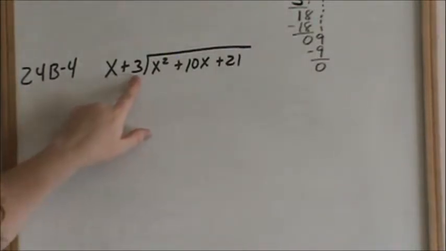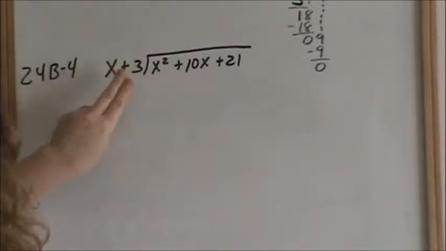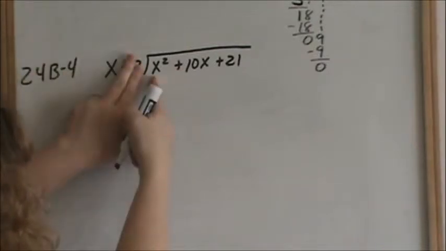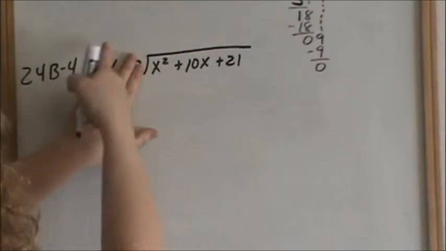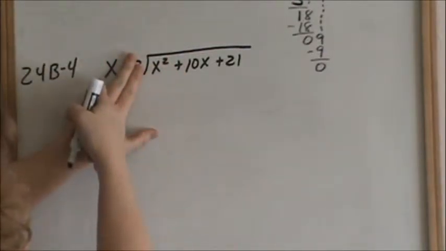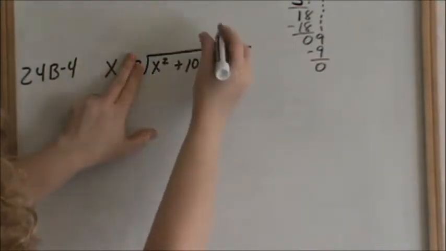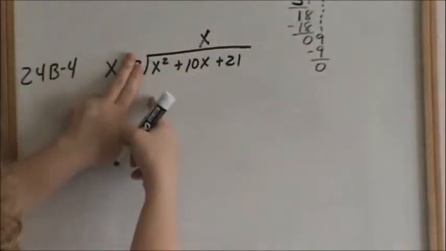Since we have 2 terms here, we are only looking at this x. So you can cover up this 3, cover up that 3, and say x goes into x squared how many times? Or what times x gives you x squared? What times x equals x squared? x times x gives you x squared. So x, because x times x is x squared.